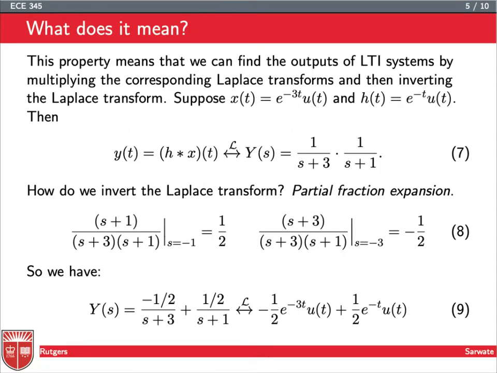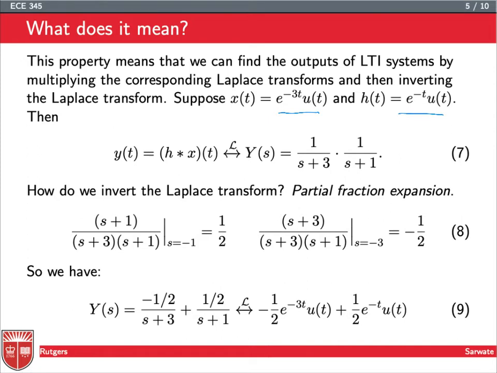So it really holds by basically plugging in the definition, swapping the order of integration, and then simplifying. So what does this property mean? It means that we can find the output of LTI systems by just multiplying the corresponding Laplace transforms and then inverting the Laplace transform to get back to the time domain. All right, so how does that work? So suppose we have these two decaying exponentials, x of t equals e to the minus 3t u of t and h of t equals e to the minus t u of t.